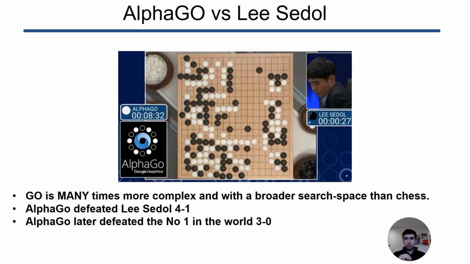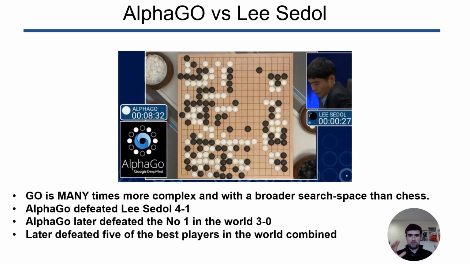Then AlphaGo went to play with the number one player in the world, and it actually won 3-0. So again, just a very clear win on the part of the computer. Then they said, okay, if the best player cannot win versus the computer, how about getting the 5 best players in the world in a room and having them go against AlphaGo? And unfortunately, all of them together also lost versus AlphaGo, without winning a single game.